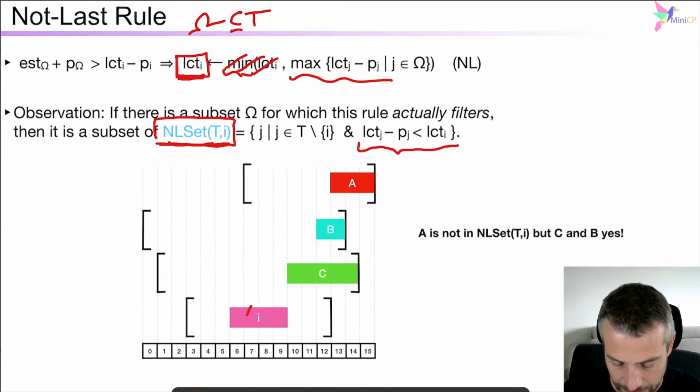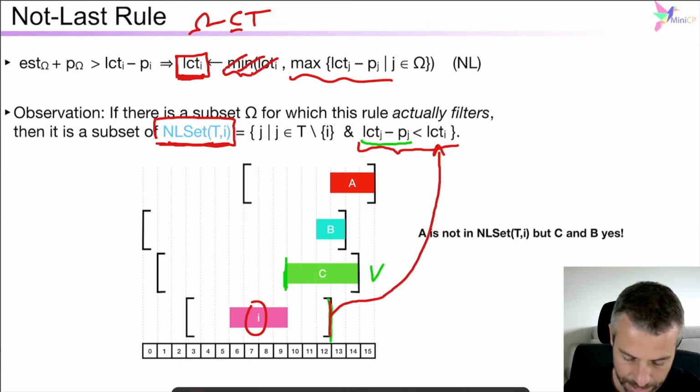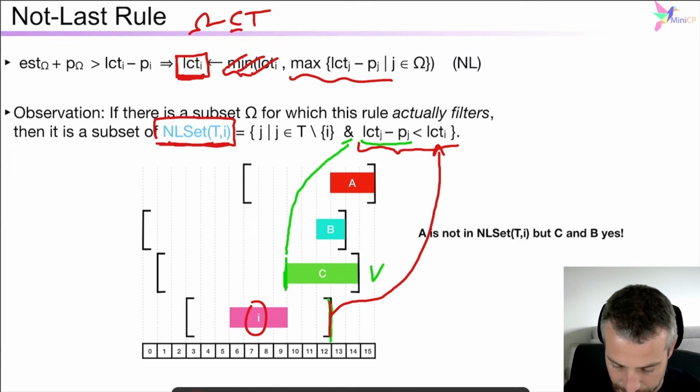So let's study on this small example which activity would be part of that set from the point of view of activity I. Clearly this one will belong to the set because we see that the latest completion time minus the processing time is less than this value. That's the latest completion time of I, right? And this one is the latest completion time minus the processing time. So it means that C must be part of the not last set of the activity I.